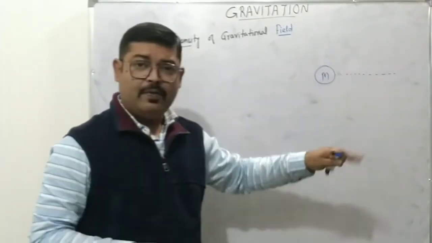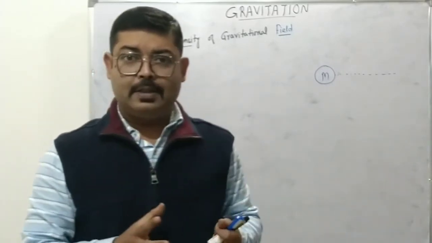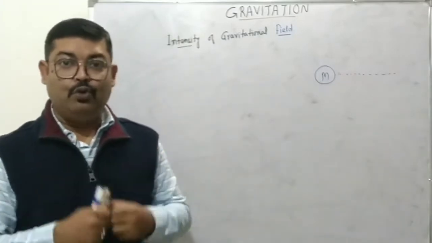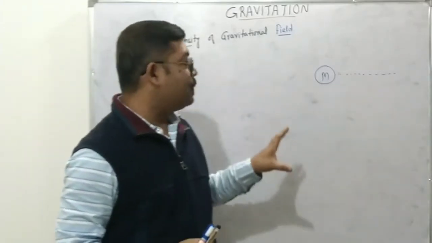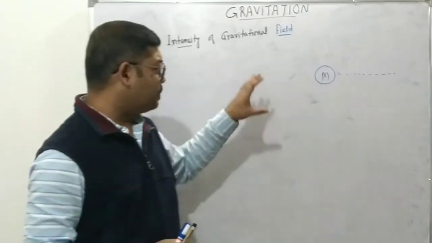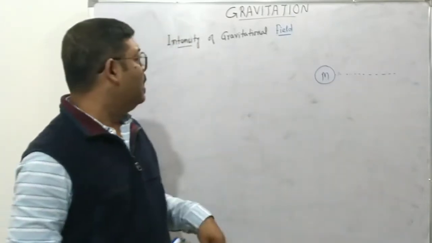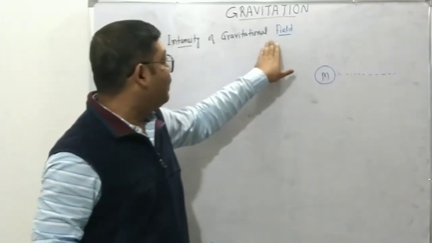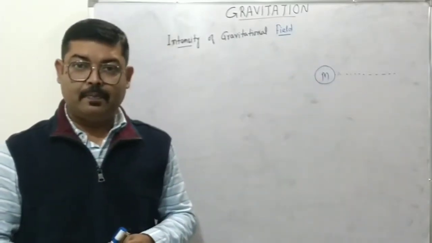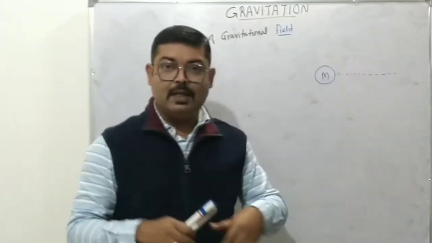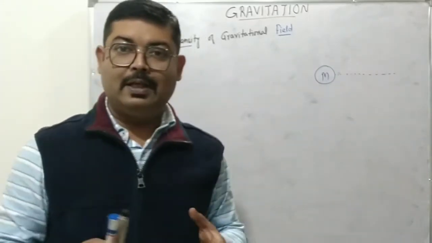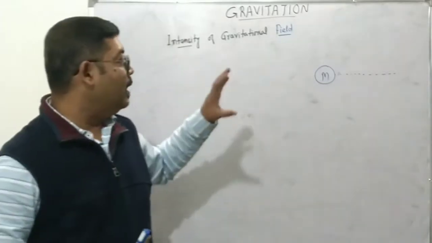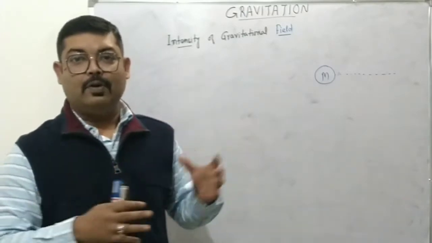So around a given mass, there will be a region of space where we can experience its gravitational pull. That region of space where we can measure or experience the gravitational pull of the given mass is known as the gravitational field of the mass. Okay, so for different masses, the gravitational fields will have different strengths or intensities, and it will also vary depending on the distance.